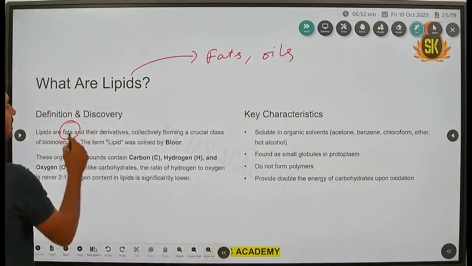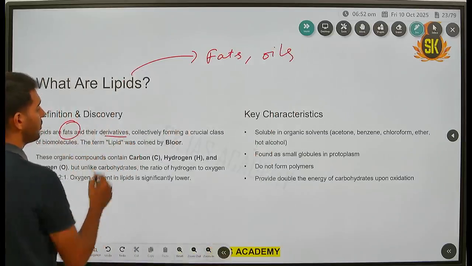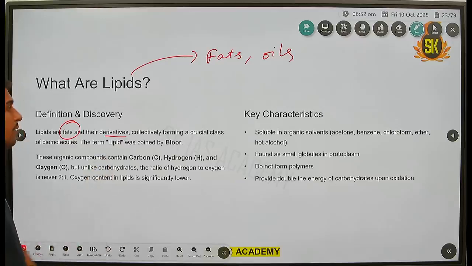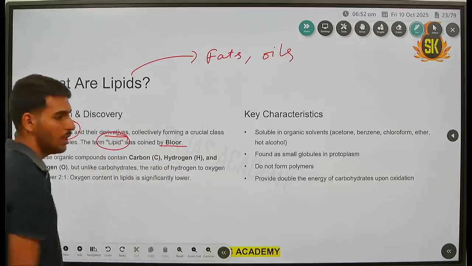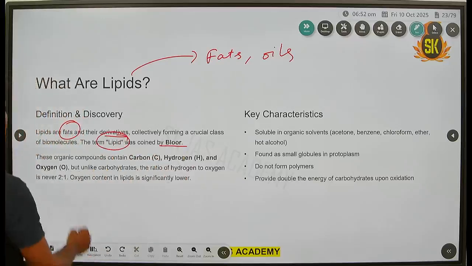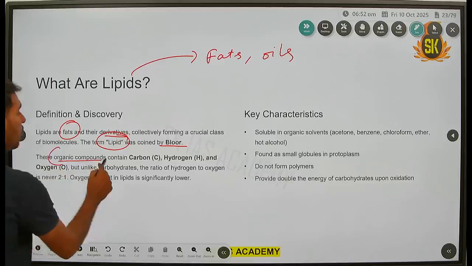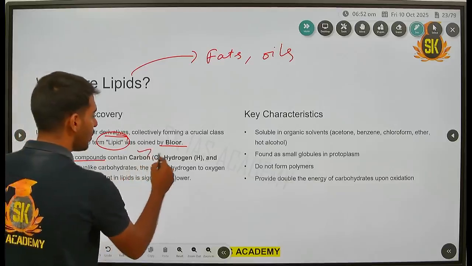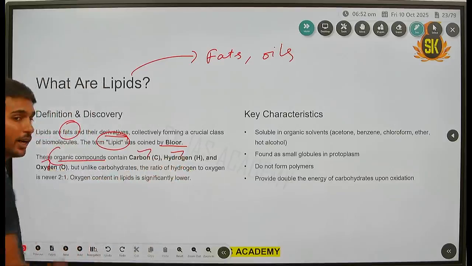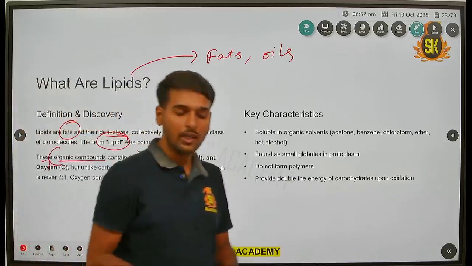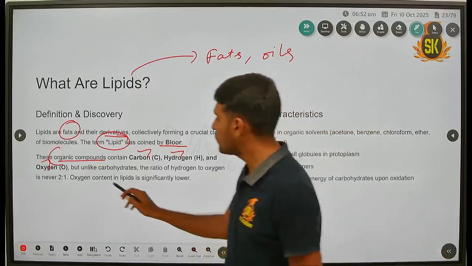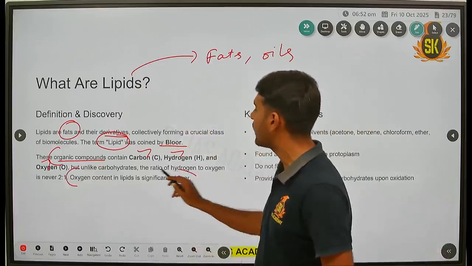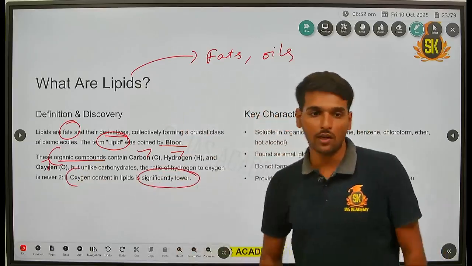Lipids are fats and their derivatives. The term lipid was coined by Bloor. It is also an organic compound. It contains again carbon, hydrogen, and oxygen like carbohydrate. But the thing to note, the difference between lipid and carbohydrate, is that the oxygen content in lipid is significantly lower.